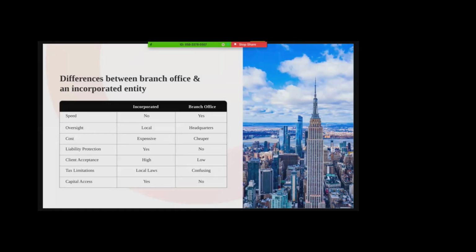So lastly, the capital access. If you want to access capital, an incorporated entity is the go-to choice for you. Whereas with a branch office, you will not be able to raise any capital at all.